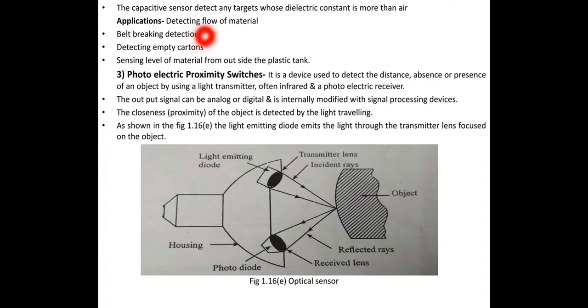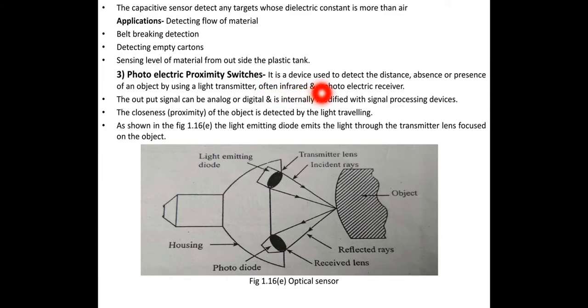Applications: detecting flow of the material, belt breaking detection, detecting emissions, sensing level of materials from outside of the plastic tank. Now this is the photoelectric proximity switch.